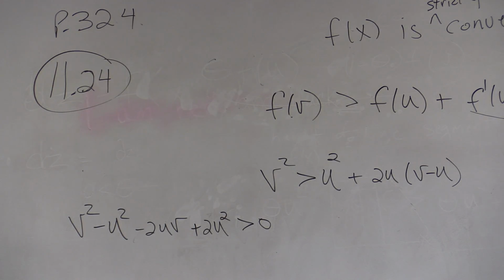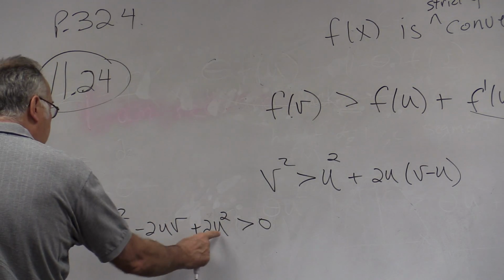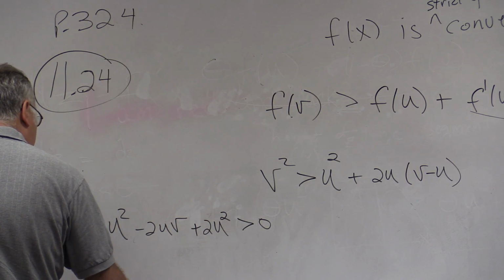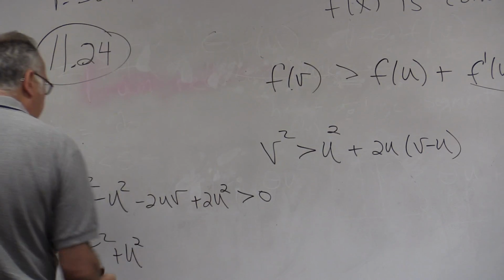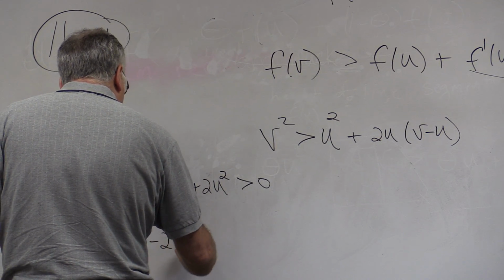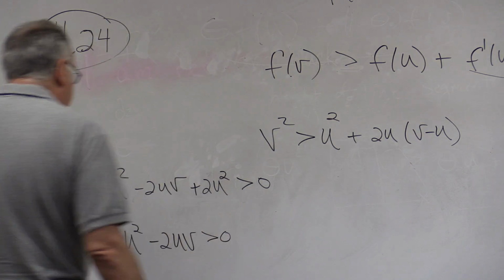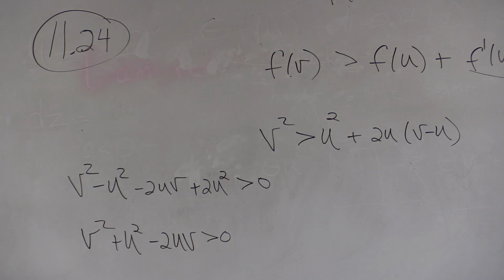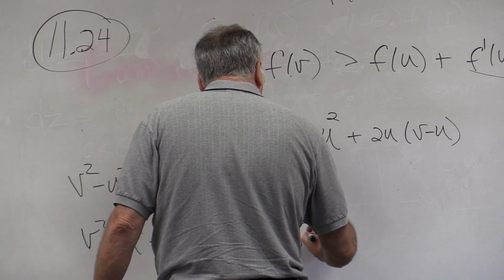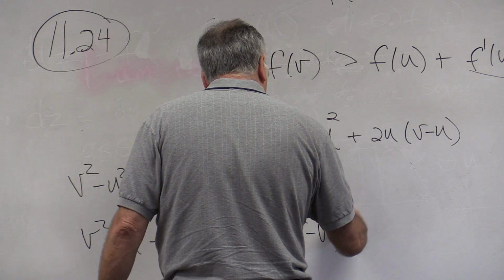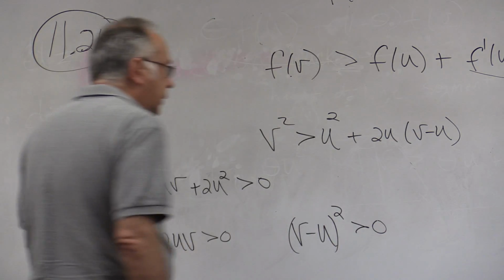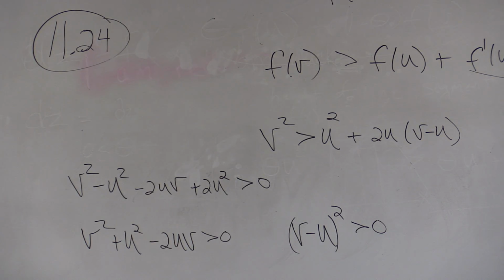Okay. So look what this gives. When we simplify this, we have a minus u squared. We get v squared plus u squared minus 2uv. Is that greater than 0? And the answer is yes, because that is obviously just a v minus u quantity squared. And that clearly, since u and v are distinct points, has got to always be greater than 0. Therefore, this is strictly convex. So that was quicker. That was definitely quicker.